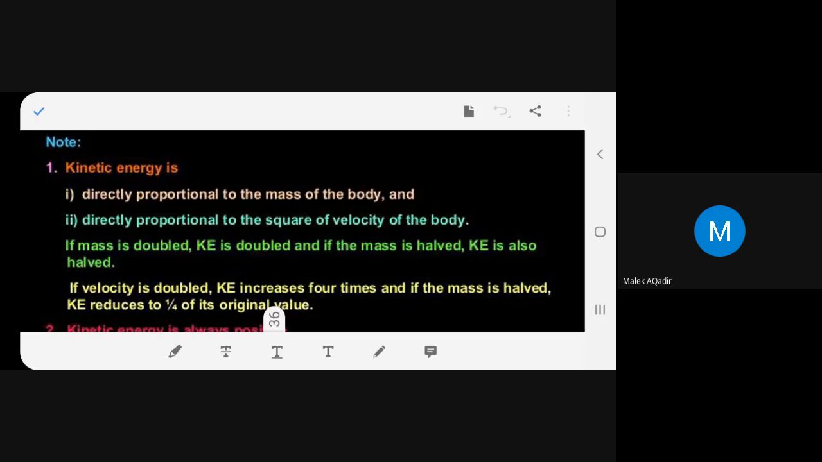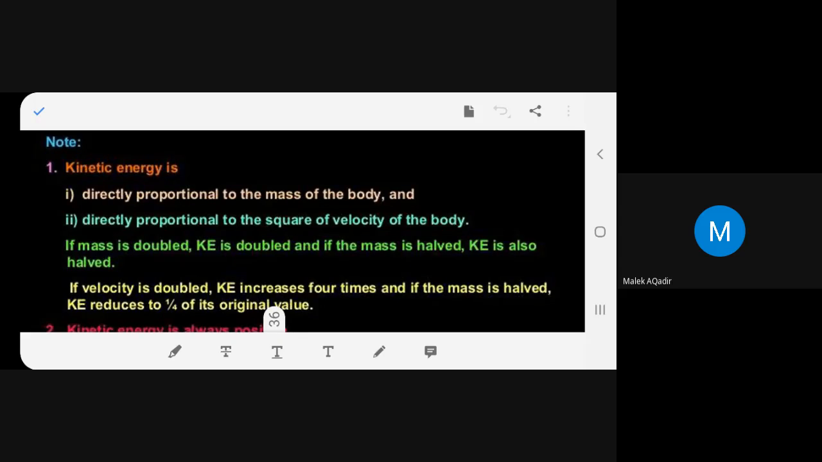If velocity is doubled, kinetic energy increases. Beta, do you hear me? Yes, ma'am. Are you hearing me? Can you hear me? Yes, ma'am. I just stopped you once. I said K is kinetic energy, so you have to pronounce it as kinetic energy, not K. Okay, ma'am. Fine. Thank you.